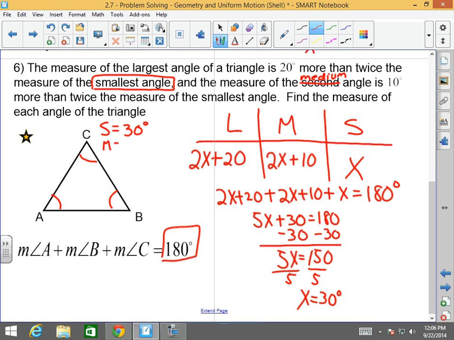My medium angle is 2 times x plus 10, which is 70 degrees. And my large angle is 2 times x, which is 60, plus 20, which is 80 degrees. And in total, 30 plus 70 plus 80 is 180 degrees. And you're golden. Okay, 2 more, guys.